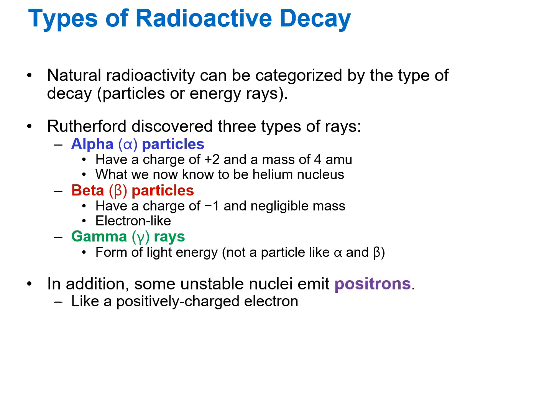Now, in addition to these, we have some unstable nuclei that can emit something called positrons. And positrons are, hang on, positively charged electrons. Yeah, things are starting to get a little odd in the world of radioactive particles. So we have a subatomic particle that is not a proton that has a positive charge to it.